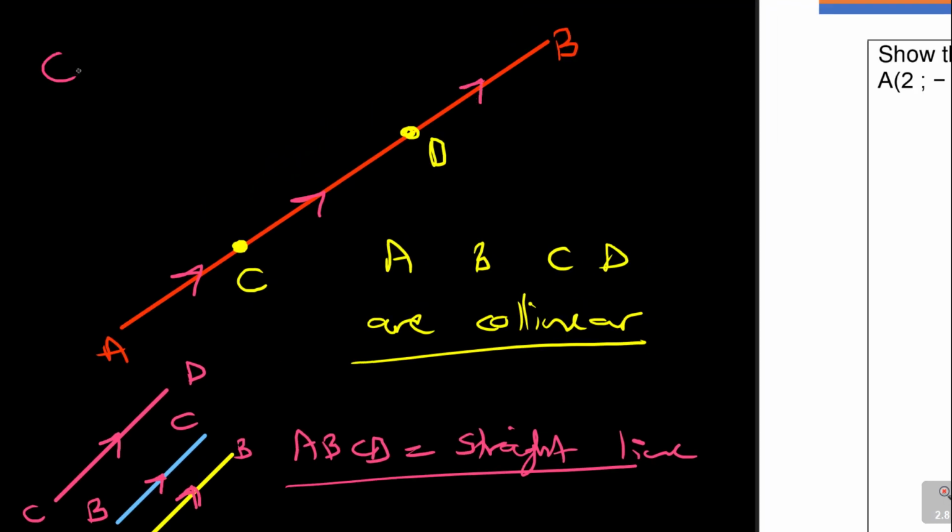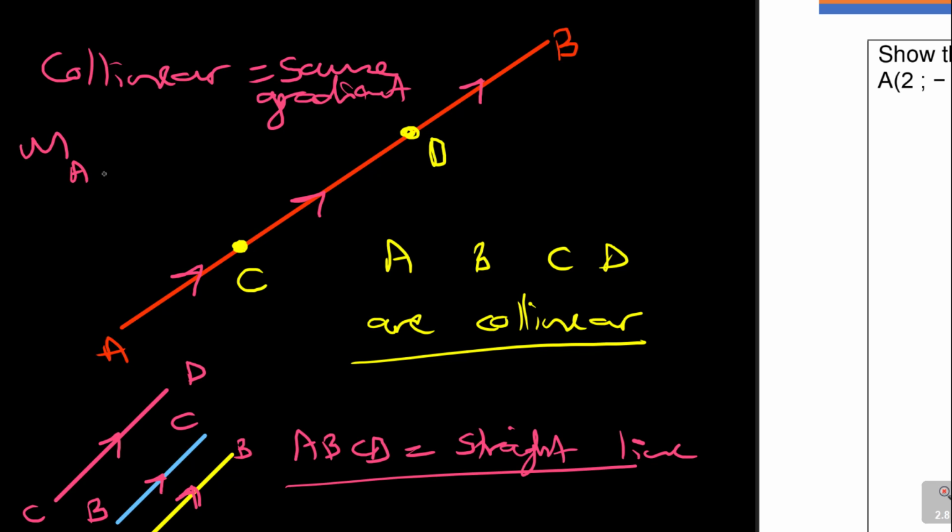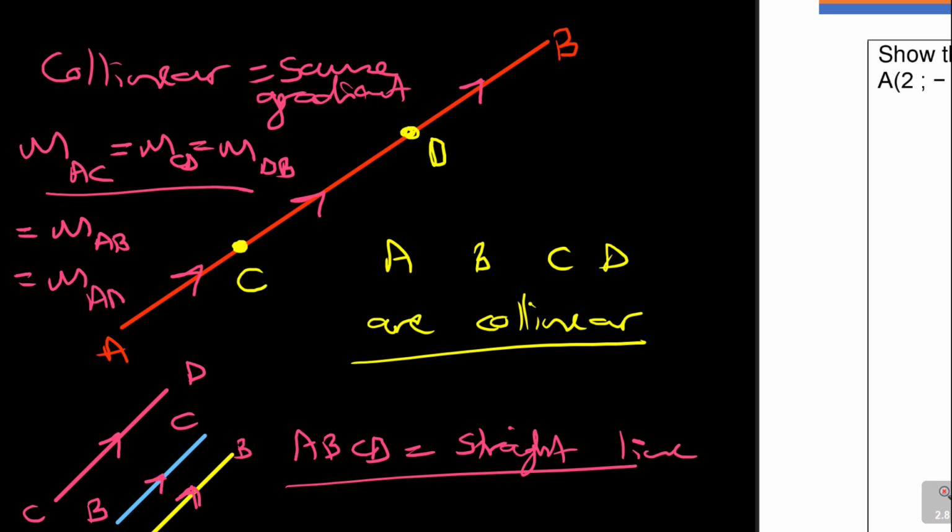So when you are using collinear, you must remember gradient. Collinear equals same gradient. Are you with me? So which means m of AC, remember small m I told you is gradient. The gradient of AC is equal to the gradient of CD, which is equal to the gradient of DB. That's what it means. It can be equal to the gradient of AB, or equal to the gradient of AD, or of CB. You can choose any line, as long as these points are on the same straight line.